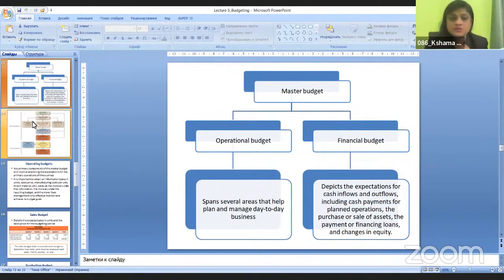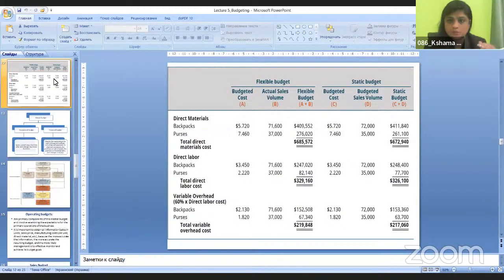Ma'am, as in the previous slide, the flexible budget allows changes as per the sales volume. So under what situations do we identify that we have to shift from static to flexible budgets? Is it possible that, according to the output of the company, we can keep on shifting and adopting flexible as well as static?